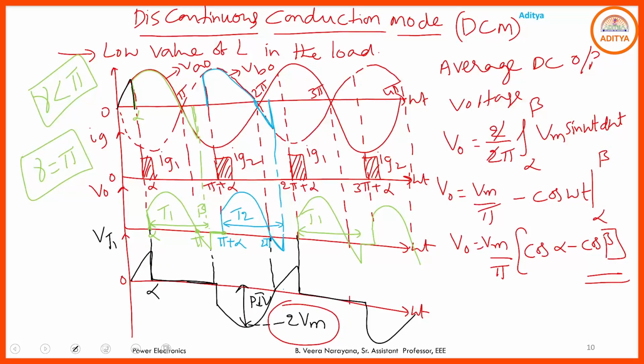And if you go through the discontinuous conduction mode, where both the SCRs are in the off state, then the output voltage is 0. See here, from beta to pi plus alpha, both the SCRs are in the off state. Hence the output voltage is 0. And from pi plus beta to 2 pi plus alpha, here also both the thyristors are in the off state. Hence the output voltage is 0. So in the discontinuous conduction mode, where the output voltage is 0, the back EMF comes into the picture.